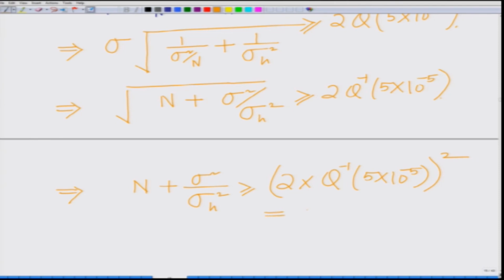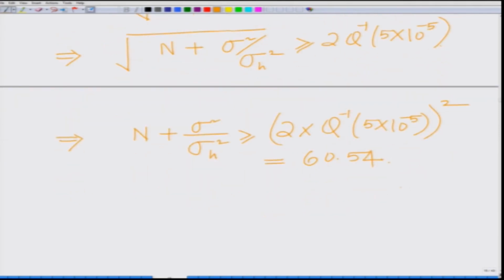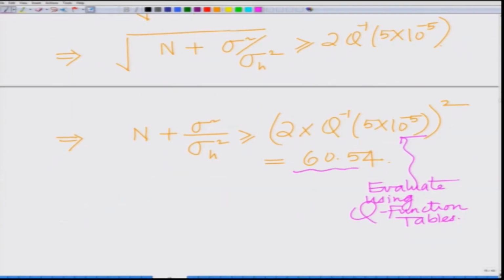You can evaluate this using either a computer or the Q function tables. You can evaluate this, for instance, using MATLAB or Q function tables, that is, printed values of the Q function for various values of the argument. You can use it to evaluate this constant, and that will be 60.54.